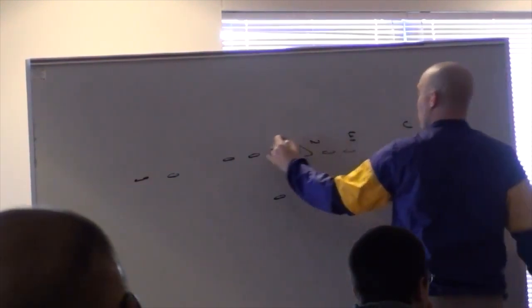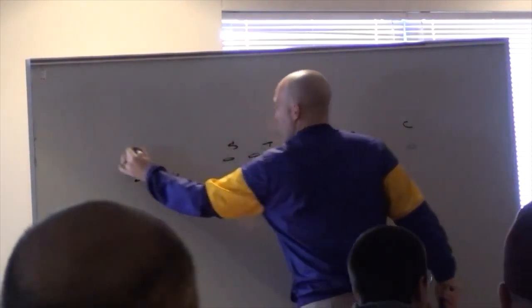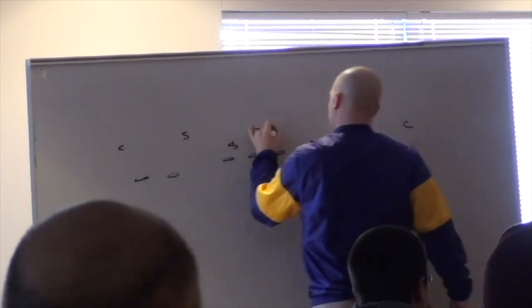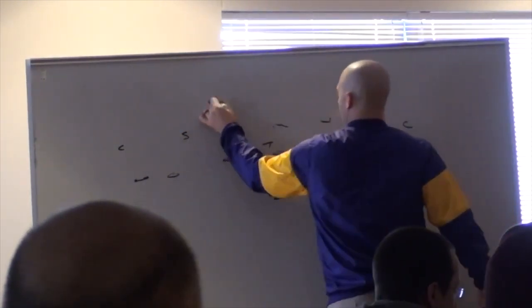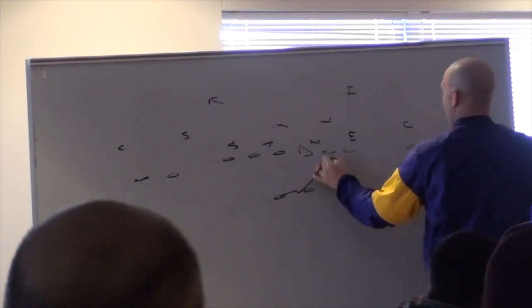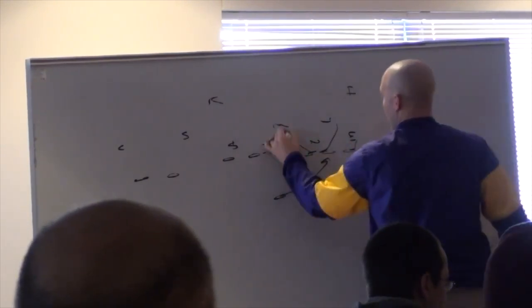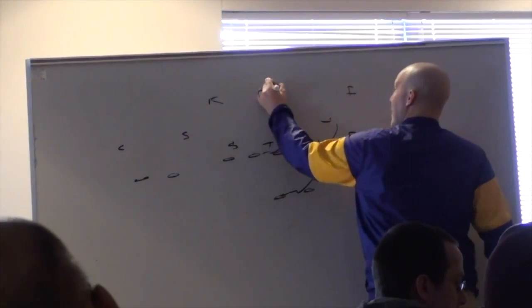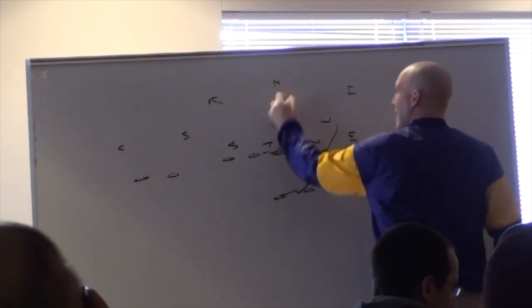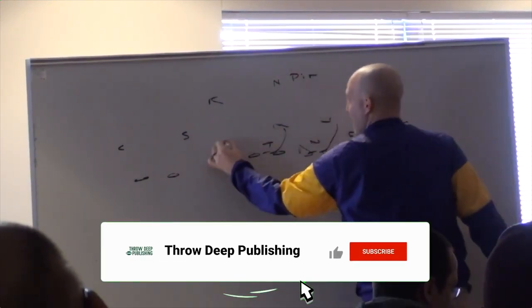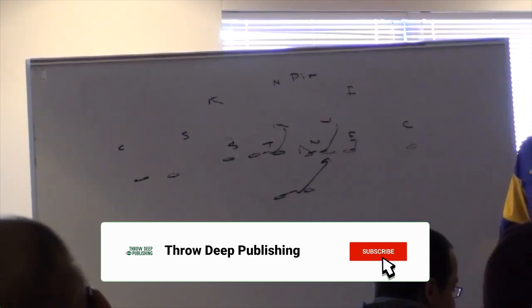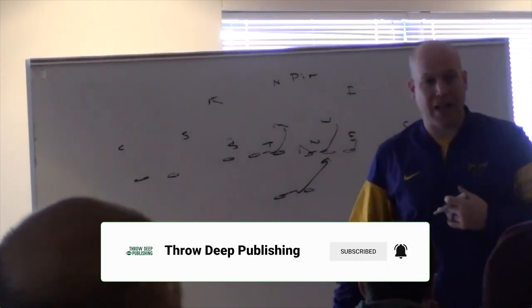So if we run inside zone or outside zone, we're in an inside zone here. We call it naked, and then we call it pin. And that talks to this guy that he's pinning the backside guy. Naked tells everybody it's out of pocket, right?